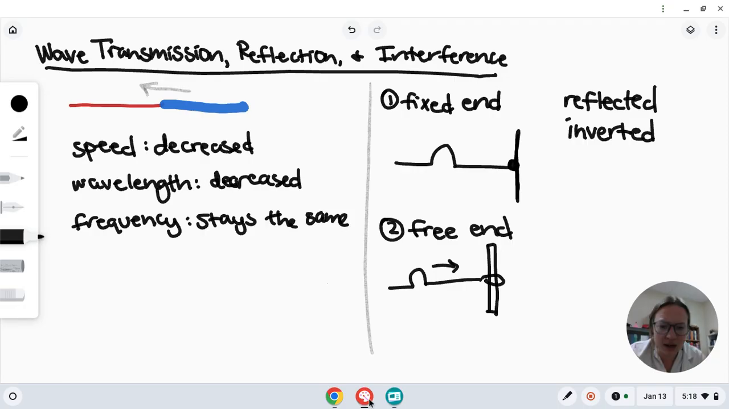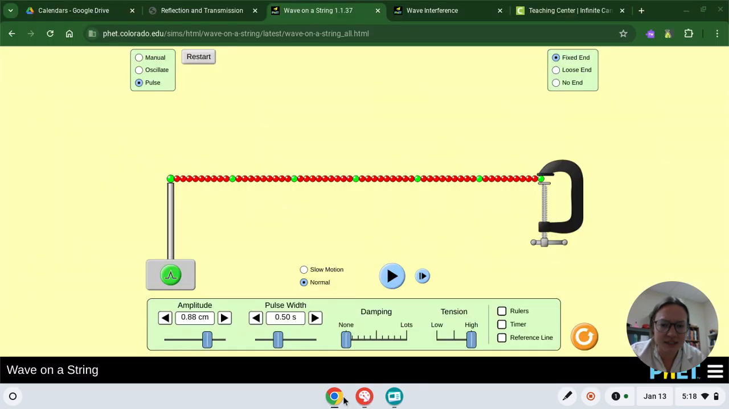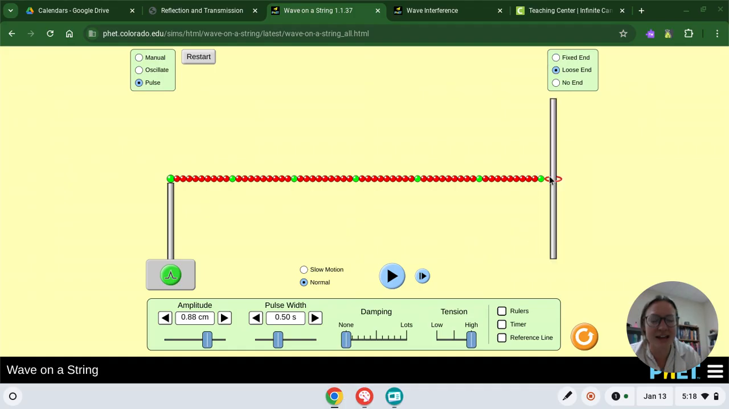Let's look at what happens when we have a free end here. If we have a free end, we'll change this here to what it says, a loose end. It's a classic example of you got a little rope tied around a little pole, it can go up and down. Let's go ahead and send out a little wave pulse here. Okay. And here's what we see. Let's go ahead and pause it.